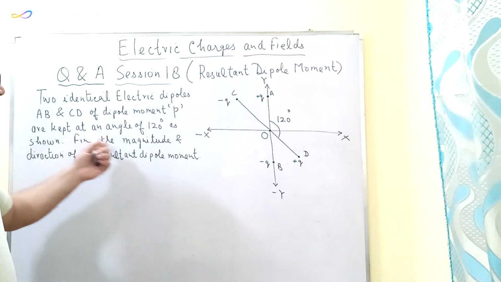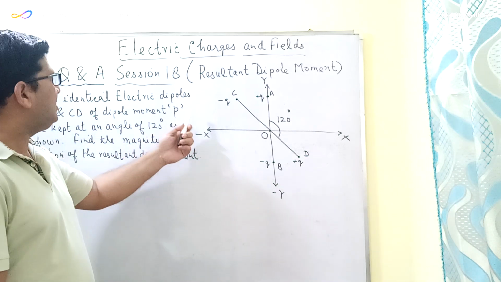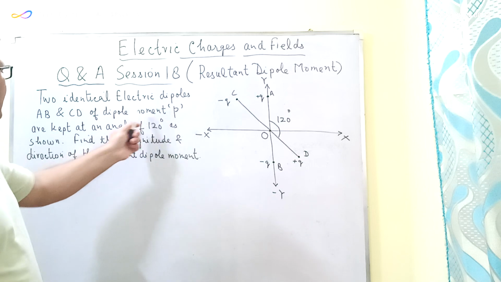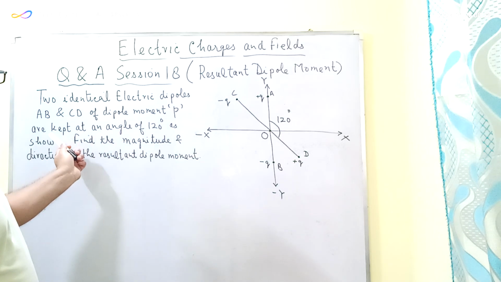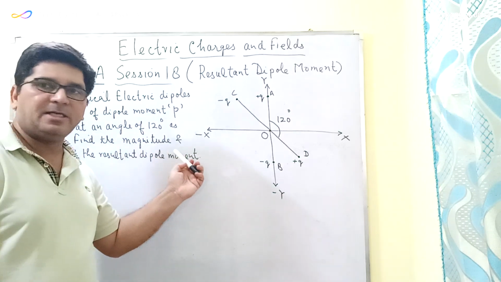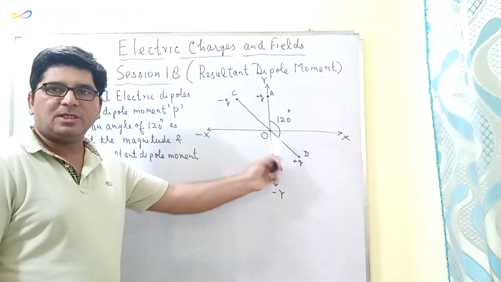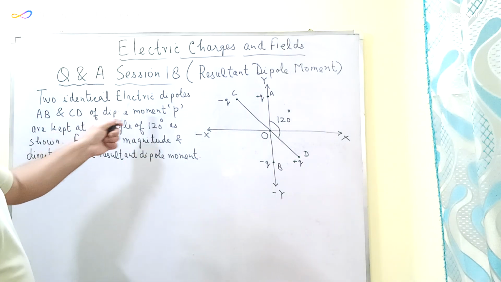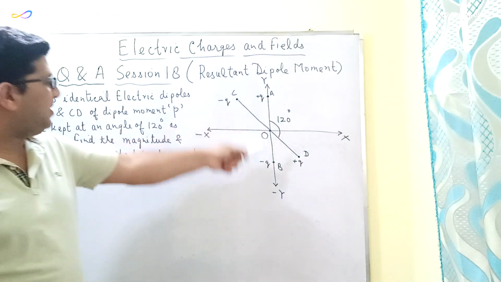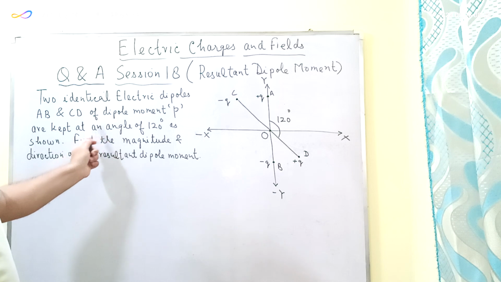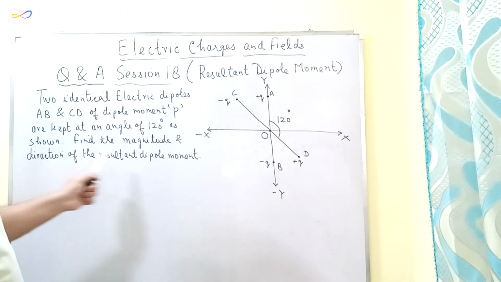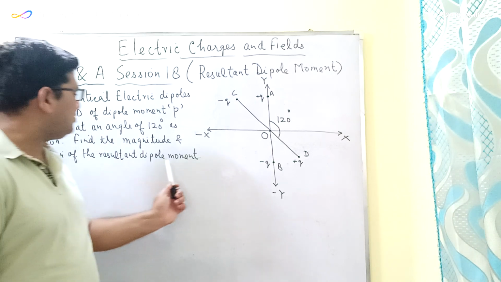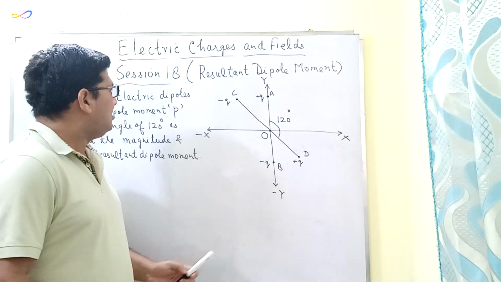And today I have taken one question in which we are supposed to find the resultant dipole moment of the two identical electric dipoles which are kept at an angle of 120 degrees as shown in this figure. So here we have got two identical electric dipoles AB and CD which are kept at an angle of 120 degrees as shown in this figure. So we have to find the magnitude and the direction of the resultant dipole moment.